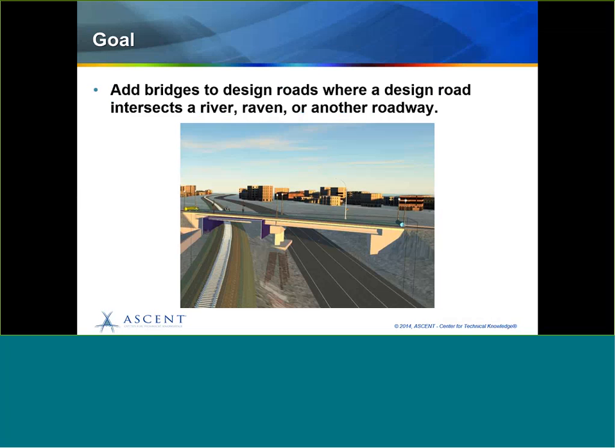So our goal today is we are going to add bridges to the design roads where a design road either intersects a river, a ravine, or another roadway, or possibly even a railway like you see in the screenshot here.